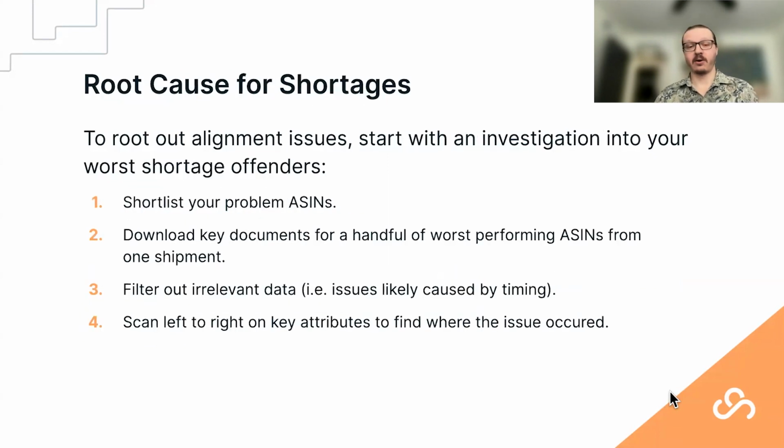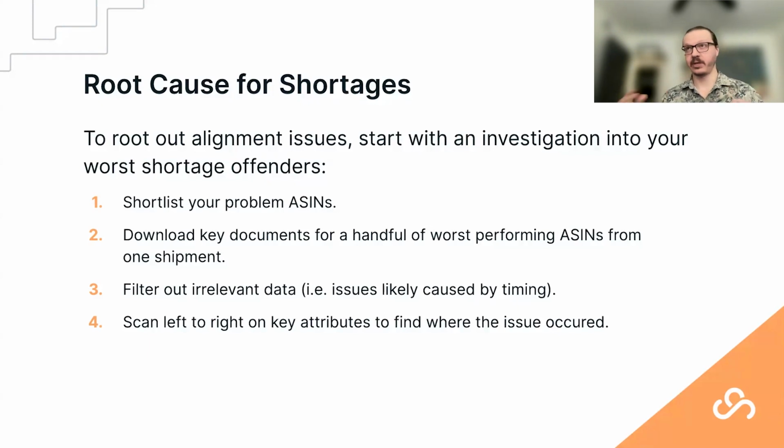As far as how we root out alignment issues, it's going to start with an investigation process like we talked about earlier. I think the best way to approach it for Amazon is starting with your worst offending items. So step one is going to be shortlisting, or getting a list of, your top offending ASINs or items on Amazon. The next piece is going to be downloading some key data.